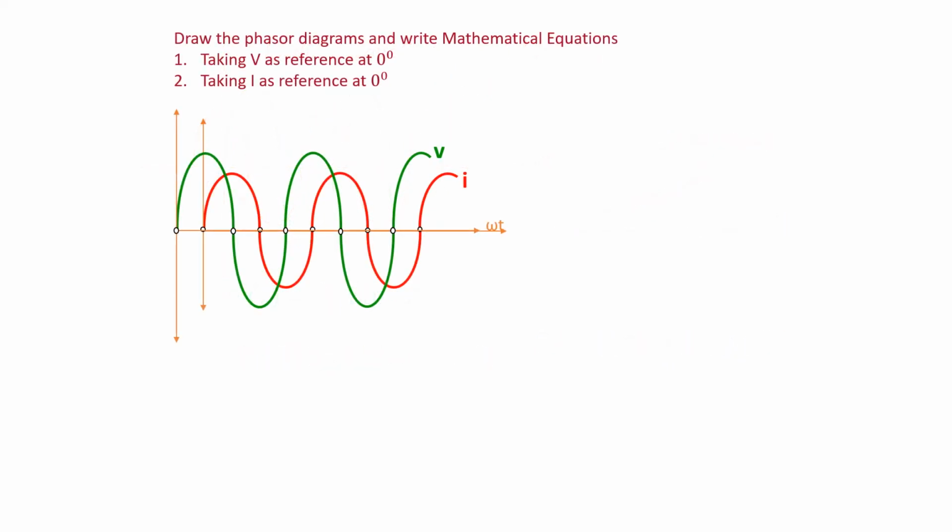Let us understand the phasor diagrams by doing a small exercise. Two waveforms are shown in the figure. We have to draw the phasor diagrams and write equations taking V as the reference at 0 and, as a second part, taking I as a reference at 0. Let us start with the first part, taking V as a reference at 0.